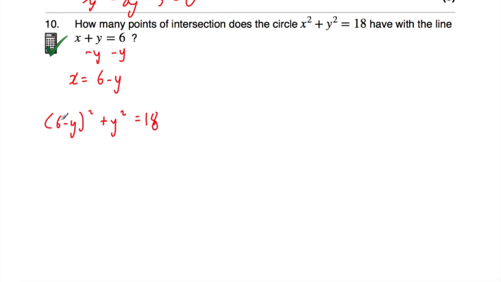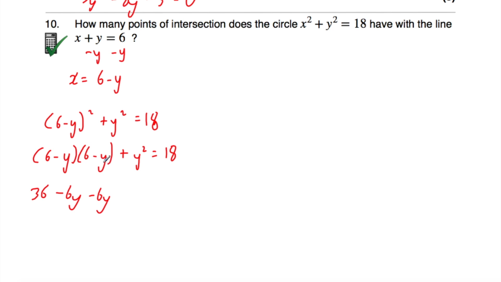So we've now got this. Let's expand our bracket. Let's write the bracket out twice, (6 minus y)(6 minus y), and then plus y squared is equal to 18. 6 times 6 is 36. 6 times minus y is minus 6y. Minus y times 6 is minus 6y. And minus y times minus y is plus y squared. And then we've still got plus y squared, and that is equal to 18.